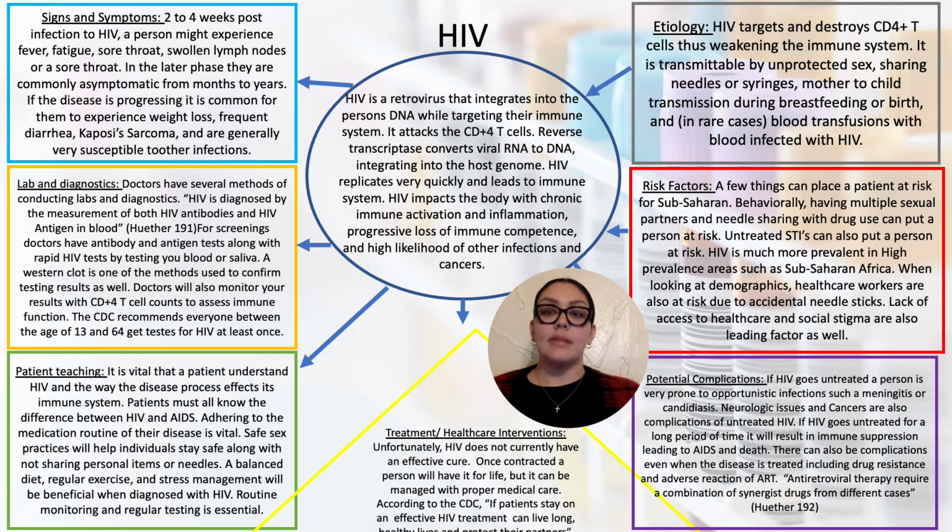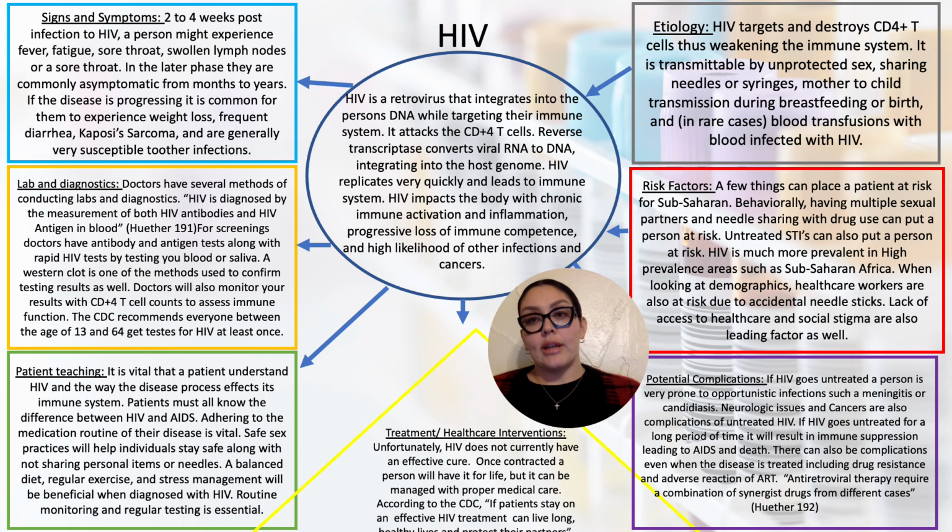Some signs and symptoms that you might notice progress through 3 distinct stages, each with its own symptoms. So first we have the acute phase, which is going to be 2 to 4 weeks post-infection. A person might experience flu-like symptoms that often occur, including fever, fatigue, rash, sore throat, swollen lymph nodes. These symptoms are so common that they are mistaken for other illnesses, thus delaying detection of HIV.